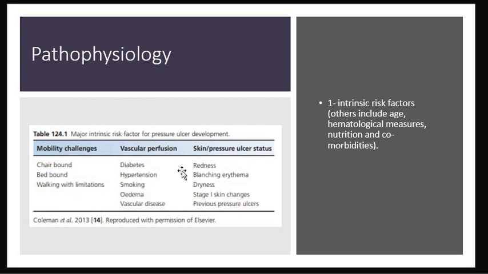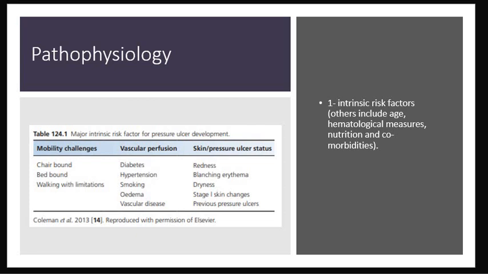Vascular perfusion, in which the blood flow gets abnormal, or there is loss of the blood flow due to tissue damage, in which diabetes, hypertension, smoking, and edema are involved. And skin pressure ulcer status, in which redness, erythema, and dryness form over that respective area.